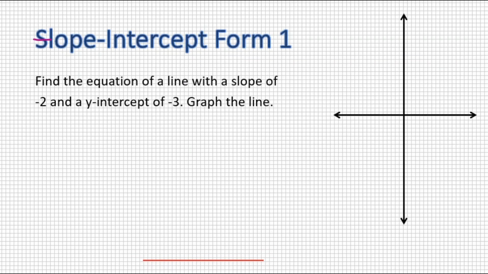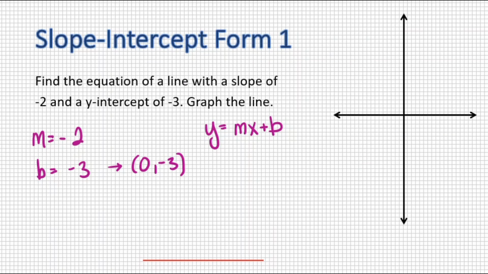Here I've specified slope-intercept, so we're going to find our line in slope-intercept form. Look at what information you're given. You're given a slope of -2, no work required, and a y-intercept of -3. So that means b is -3, and that represents a point on the graph, (0, -3). I know that the equation of a line is y equals mx plus b if we're in slope-intercept form. So all I do is sub in -2 for m and -3 for b. That is the equation of a line with a slope of -2 and a y-intercept of -3.